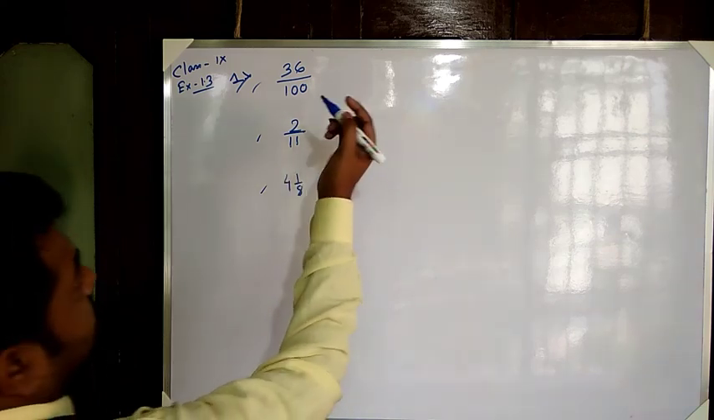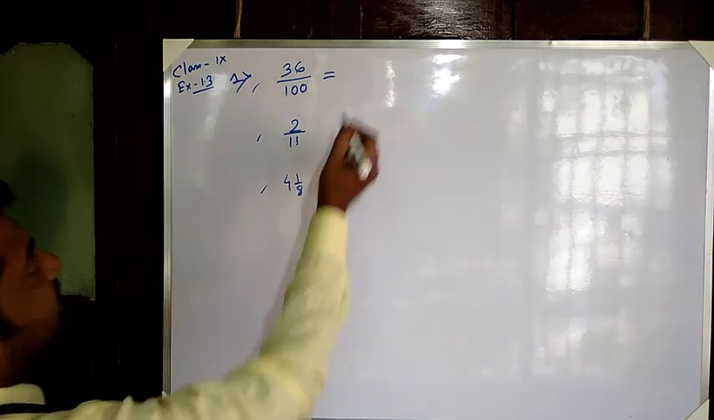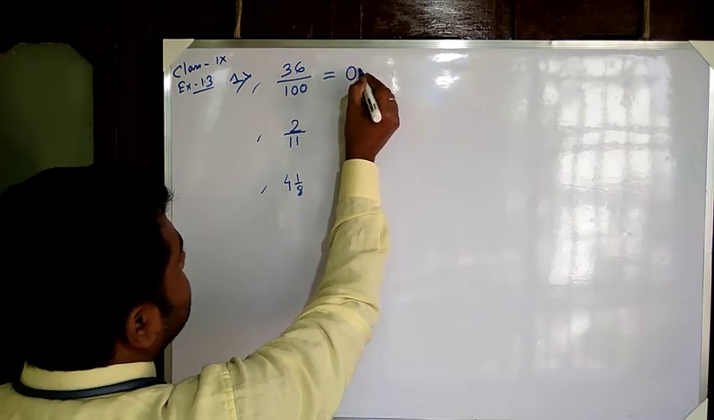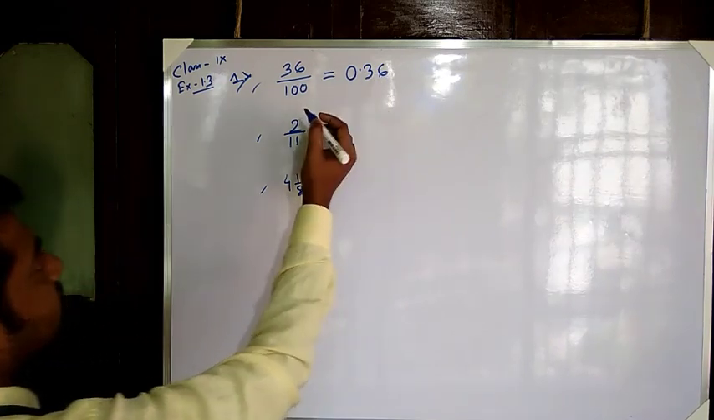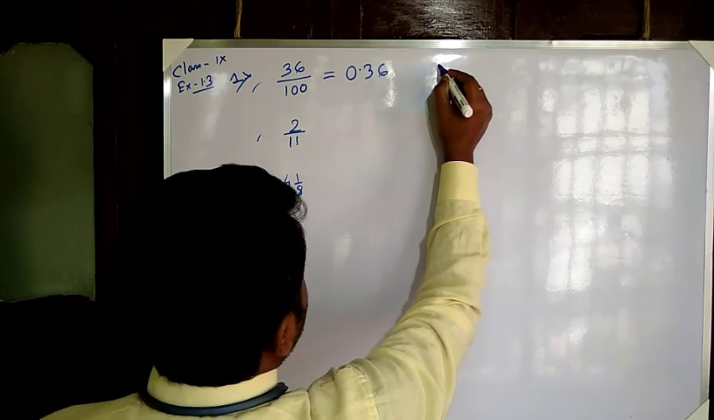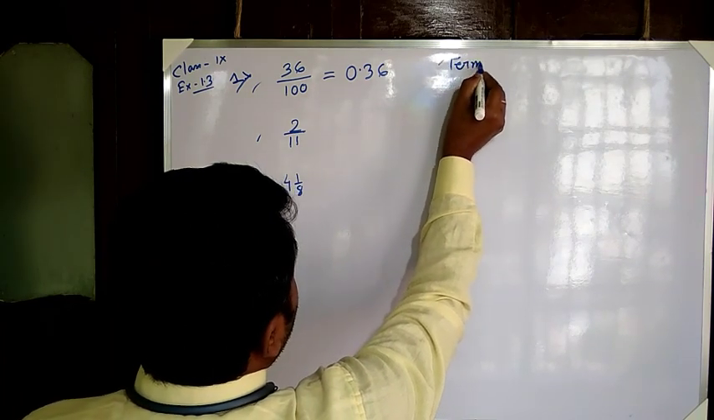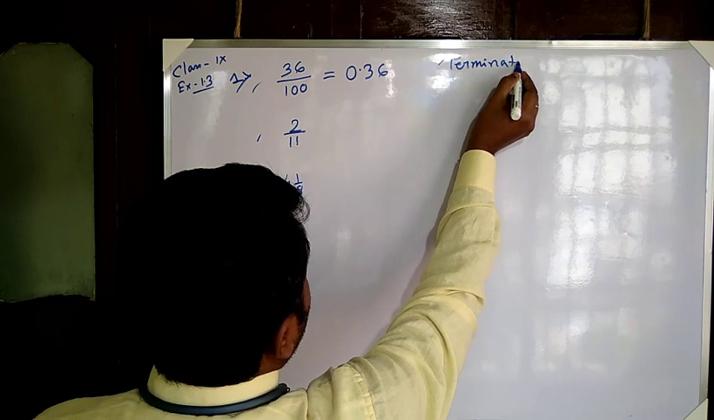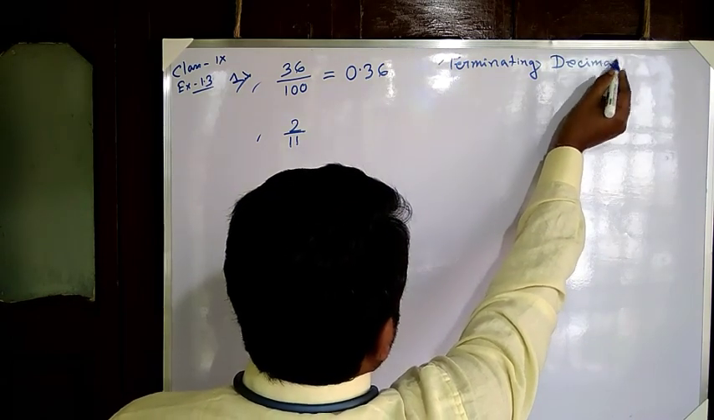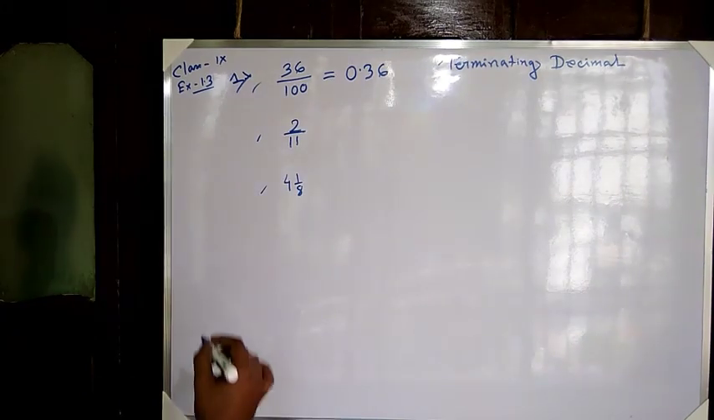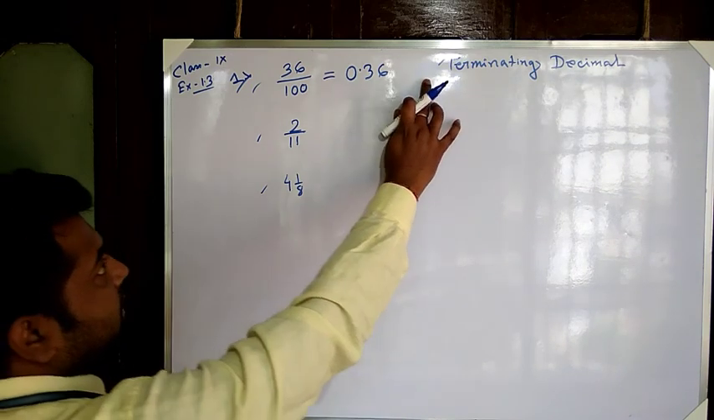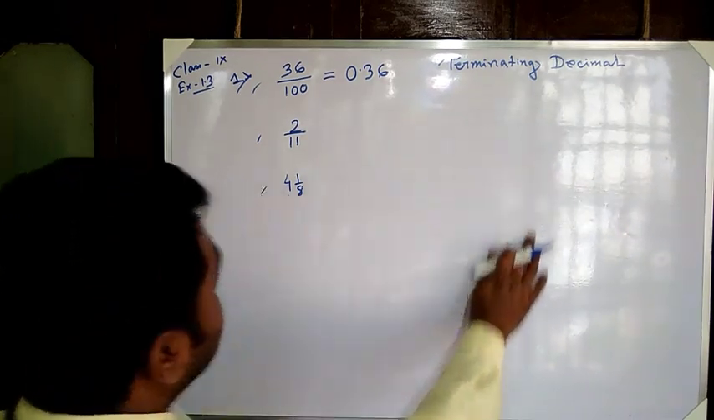Correct? Let's start. 36 by 100 equals 0.36. How do you know that? Because the decimal finishes here, that's why it is known as a terminating decimal. In my previous video I told you that as 6 is finished here and there is no dot sign, that's why it is a terminating decimal.